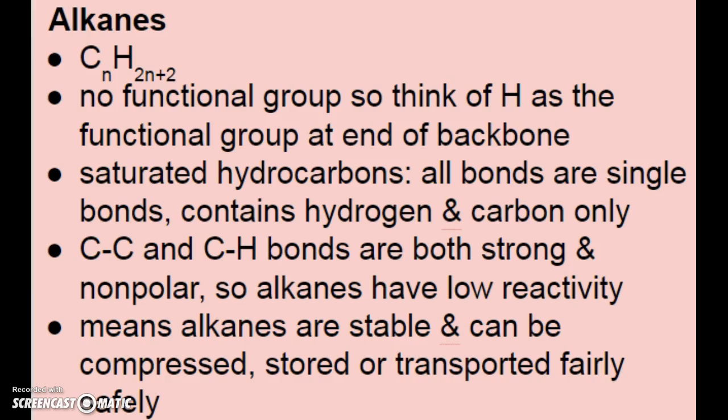In 10.2 and 10.3, IB is talking about two groups, two homologous series known as alkanes and alkenes, which are perhaps the simplest of the organic compounds to look at. So alkanes are represented by the general formula CnH2n+2. Their names then end in -ane, like methane, ethane, propane.